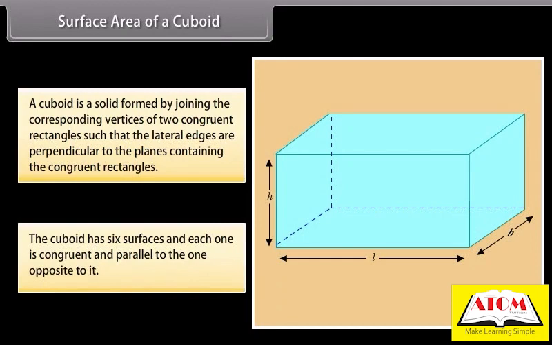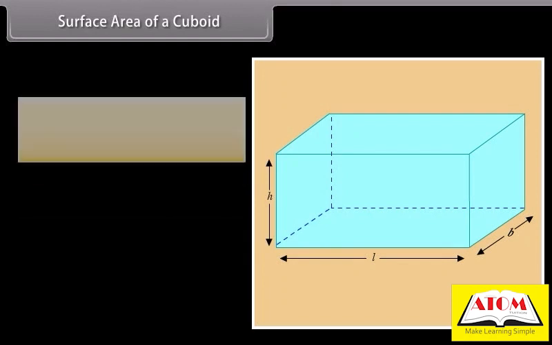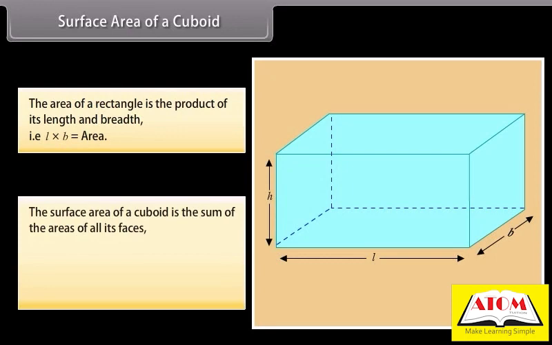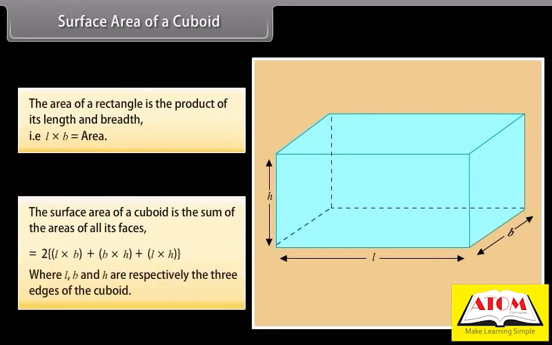We can see that the cuboid has 6 surfaces and each one is congruent and parallel to the one opposite to it. We already know that the area of a rectangle is the product of its length and breadth, that is, L into B is equal to area. Therefore, the surface area of a cuboid is the sum of the areas of all its faces, which is equal to 2(LB + BH + LH), where L, B, and H are respectively the 3 edges of the cuboid.